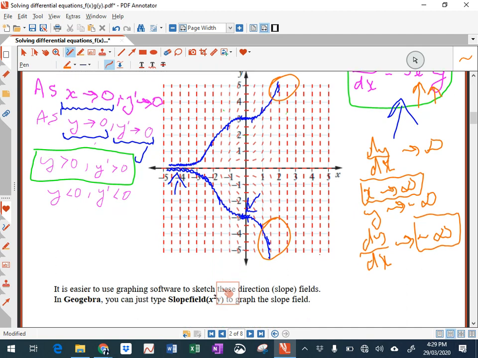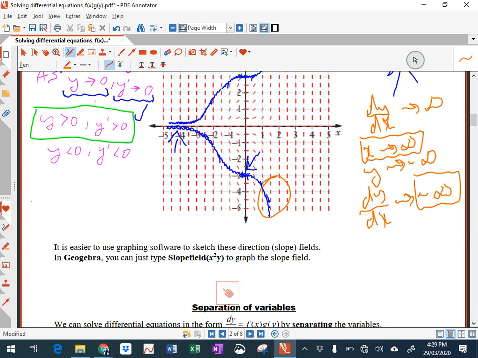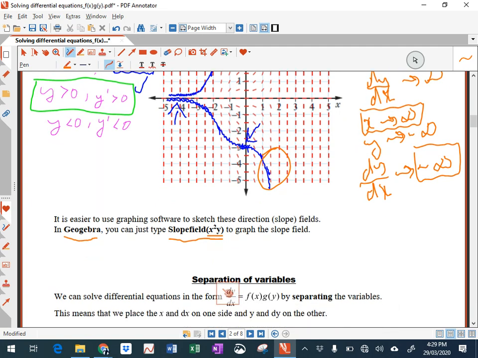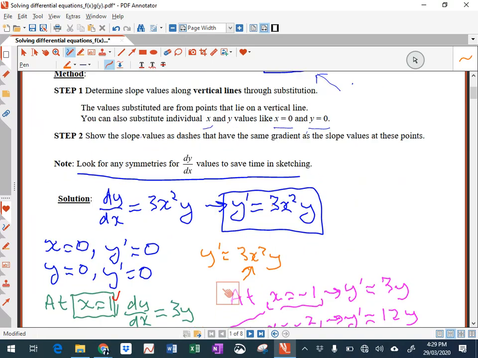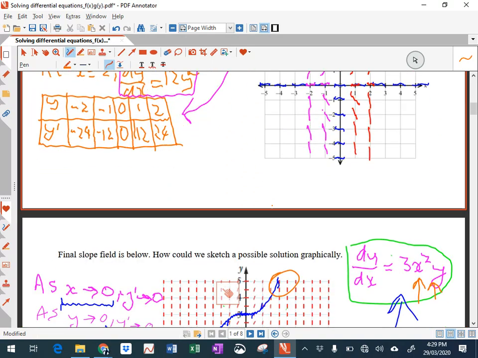Now, if you want to try this on technology, here it is. Have a look. You can use GeoGebra, and all you have to do is type in this command, slope field bracket x squared y. And I just realised I've got that equation wrong. It should be slope field bracket 3x squared y. It'll give you a similar slope field anyway. But yes, that should be 3x squared y. I'll have to fix that up in my notes. All right, so make sure you've got all that down, all those annotations.